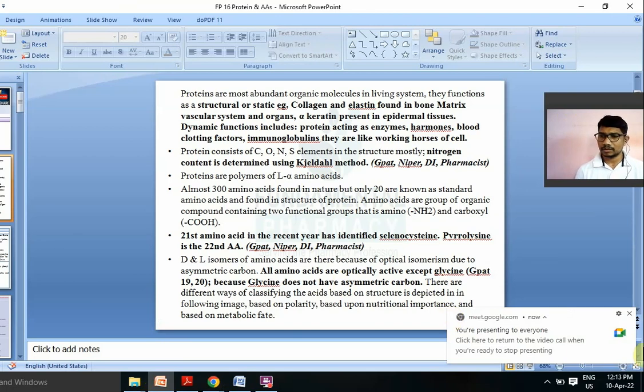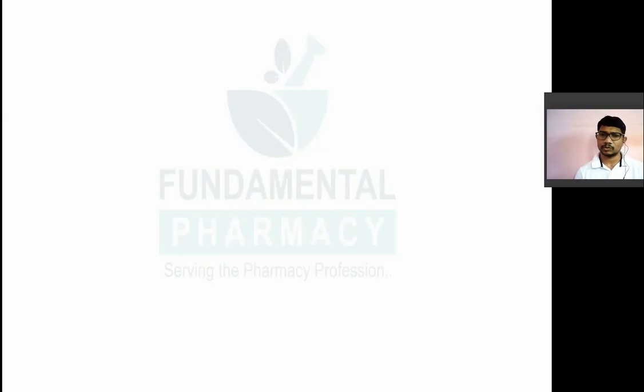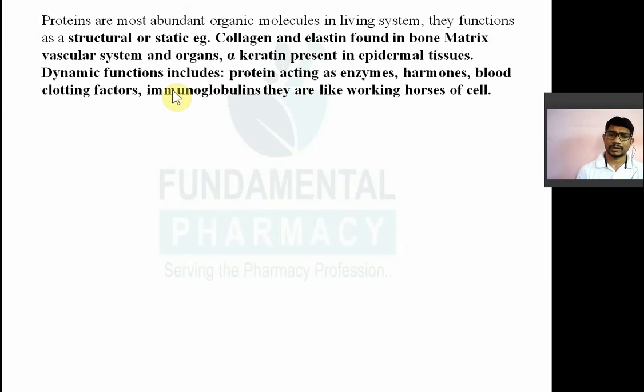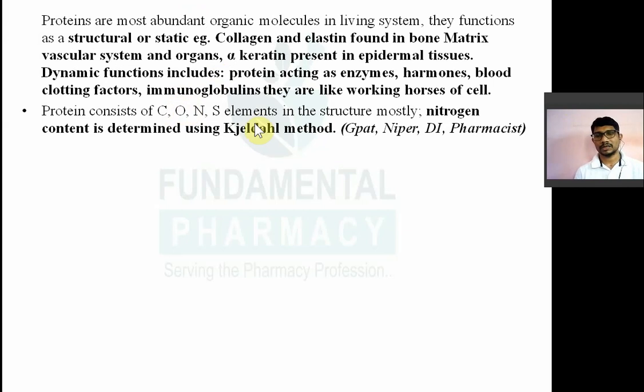So if you analyze the structure of protein, you will get different elements in the protein: carbon, oxygen, nitrogen, sulfur. Out of that, 55% carbon is there. Whatever nitrogen is present in the protein structure is calculated using one method, known as the K.J. Dahl method. K silent, J Dahl method. Okay. A question on this has come two or three times in many exams. Nitrogen content of protein is determined using the K.J. Dahl method. Remember the K.J. Dahl method.